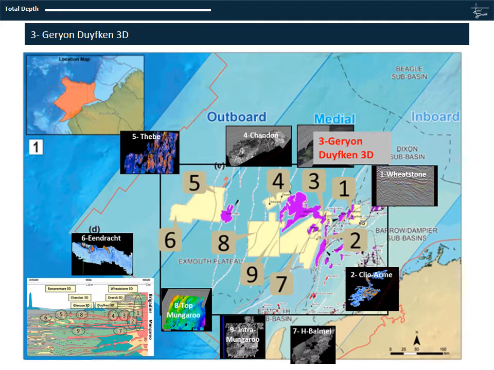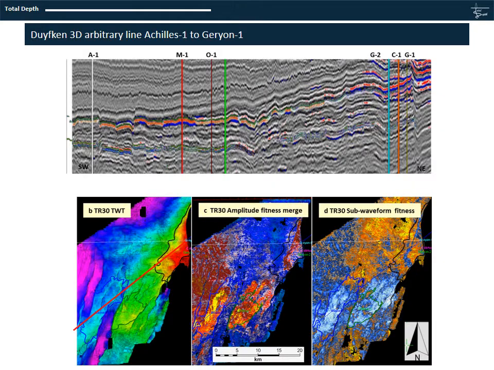Let's move to Geryon on the Dufkin 3D. So the Geryon here, we've got a line shown on the near top Mangaroo map, or this TR30 zone, and we see this little horst block in here through Maynard. We can see we go next to Orpheus, and we also come up onto the Geryon structure.